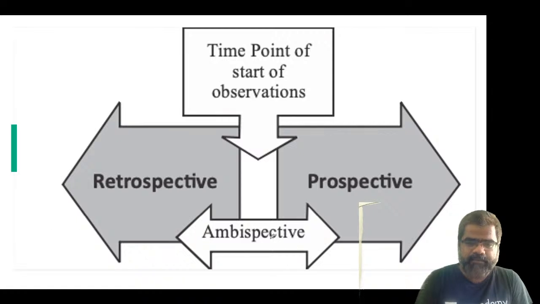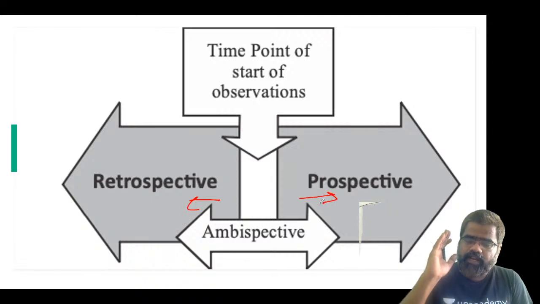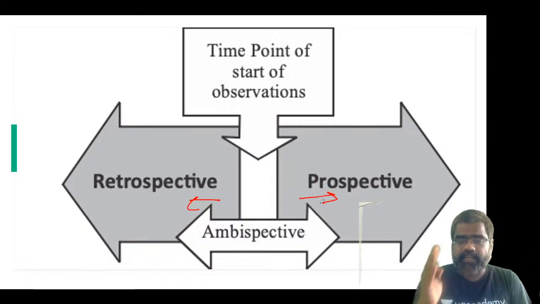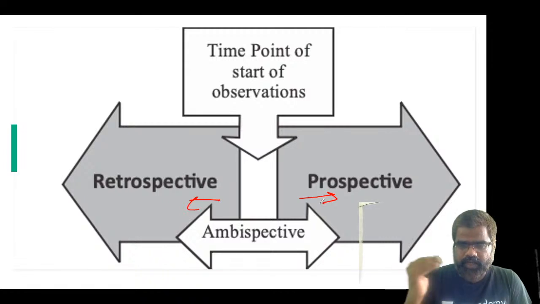And just to make ambidirectional clear, it goes retrospective also and it goes prospective also. Now coming to cross-sectional, it is a single examination study. You go, you collect data, analyze it, compare it, and give your result. So that is your cross-sectional study. So that is best suited there.